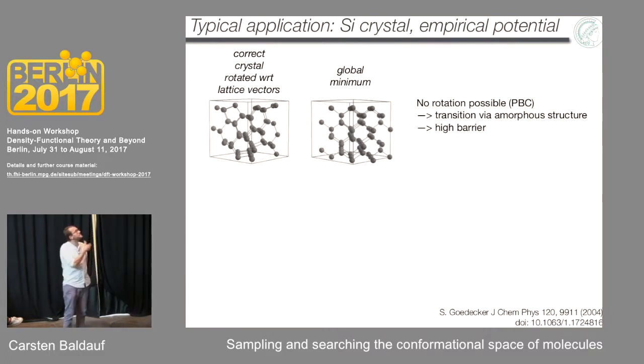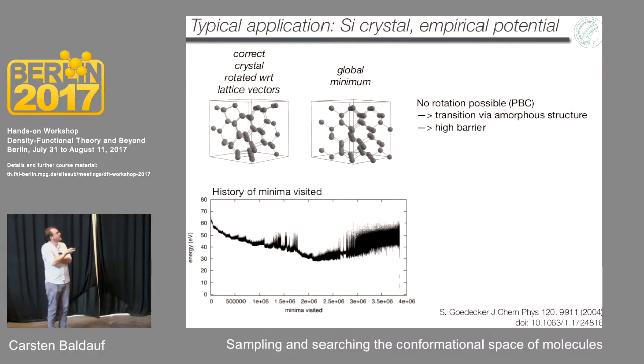Gödecker did this with a silicon crystal, but it also shows that sometimes these optimizations can be quite complicated. This is one of the input structures, which is the correct crystal structure, but it's rotated with respect to the lattice vectors. So this is the global minimum. The problem here was really to go over this barrier, because the only way of getting there is via an amorphous high energy structure. And this is a fairly complicated case for an optimization.